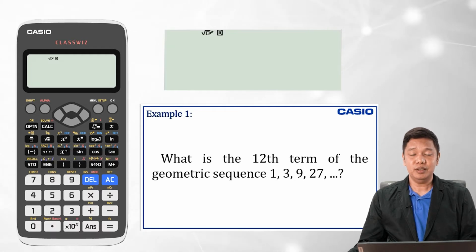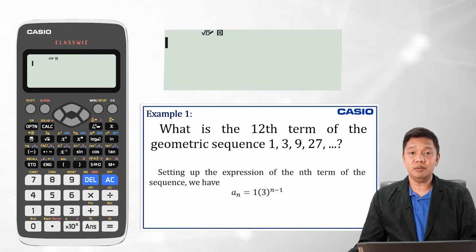In this example, we are asked to find the 12th term of the sequence defined by 1, 3, 9, 27, and so on. We can see that in this sequence, the first term is 1 and the common ratio is 3. Setting up the nth term of the geometric sequence, we have a sub n is equal to 1 times 3 raised to n minus 1.